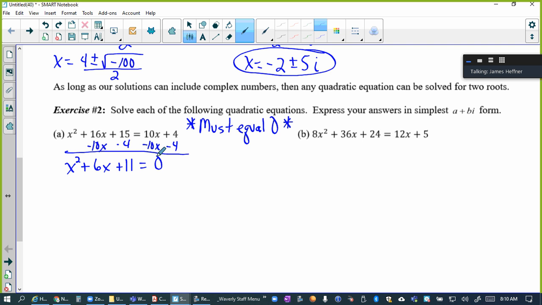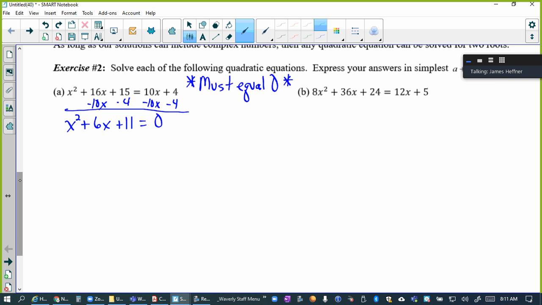So that's very important. It'd be a real big mistake if you called this your a is 1, b is 16, and c is 15, right? Because it's not, that's only the case if it equals 0, okay? Whoopsie daisy. All right. So now we identify a, b, and c correctly. Okay. x equals negative what?